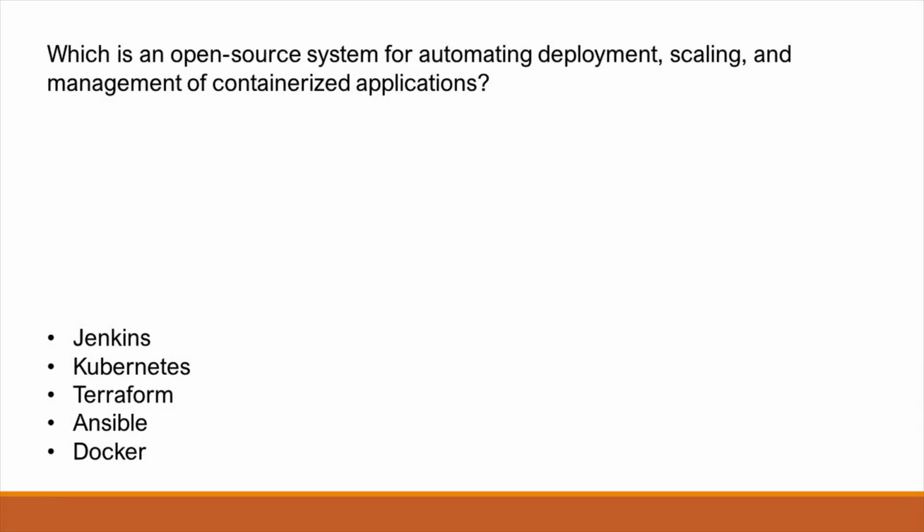Let's talk about this question, which is an open source system for automating deployment, scaling, and management of containerized applications. Options we have for this question are: Jenkins, Kubernetes, Terraform, Ansible, Docker. Correct answer for this question is option 2, which is Kubernetes, because Kubernetes is a portable, extensible, open source platform for managing containerized applications and services.